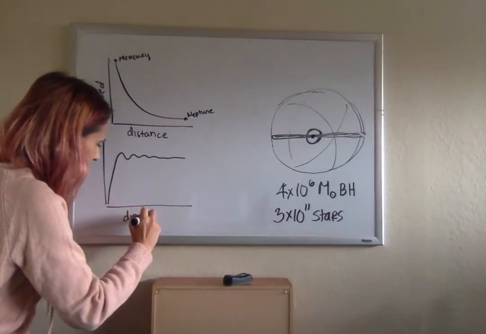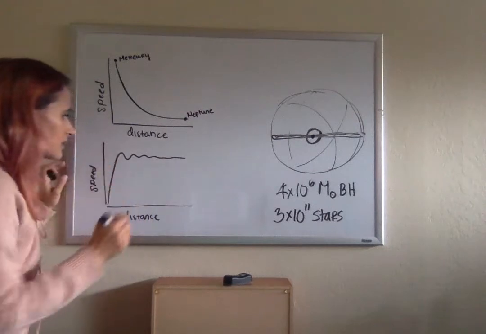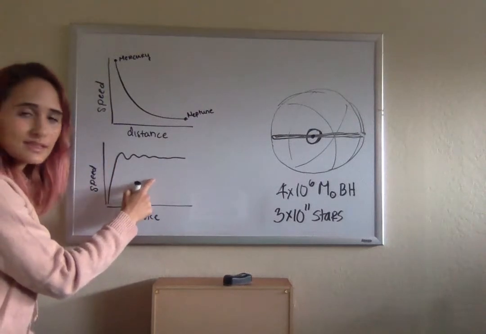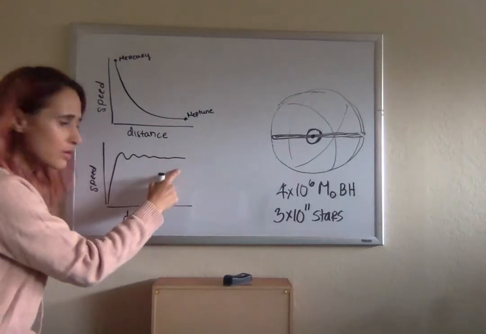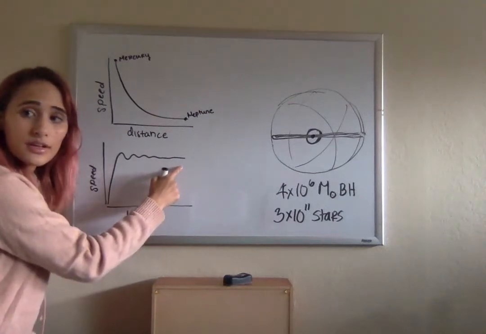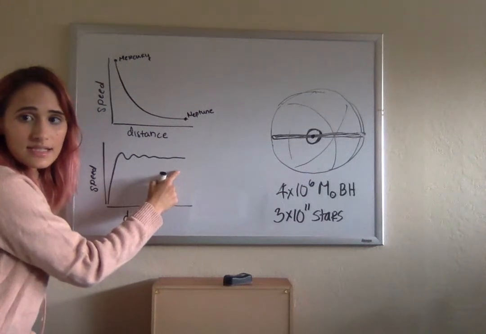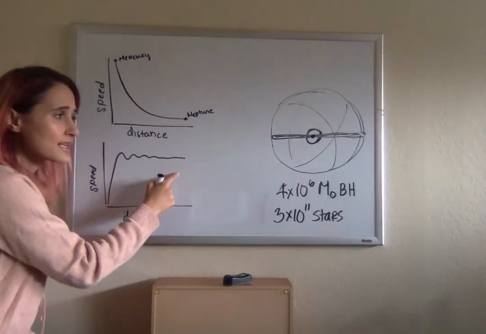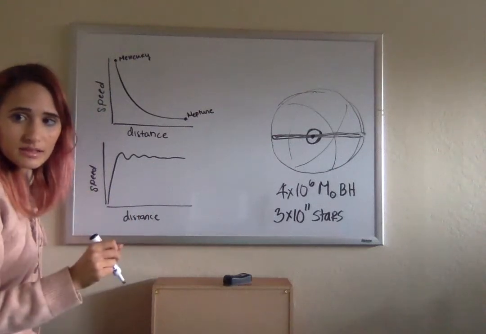Distance again. And this is really weird because this says that in general, it doesn't matter how far you are from the center of the galaxy, you're going to be going the same speed. And that didn't make sense with our understanding of the galaxy's structure and the mass.